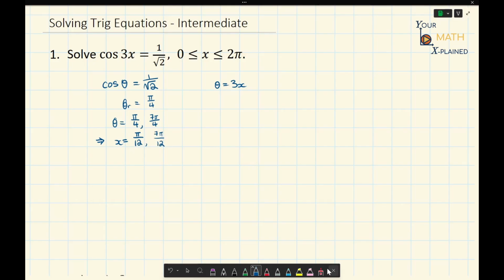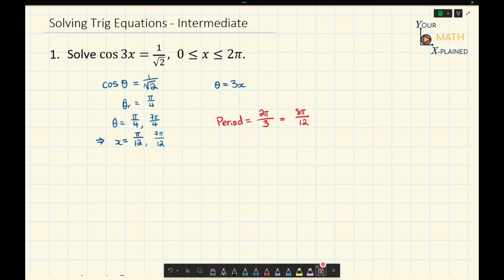Now we're not done yet because our domain here is x is between 0 and 2 pi. And if you recall from transformations, we have cos 3x. So our b value here is 3. So that tells us the period of this function is equal to 2 pi over our b value, which is 3. Or if you put it over a common denominator of 12, we can see that this is going to be equal to 8 pi over 12.